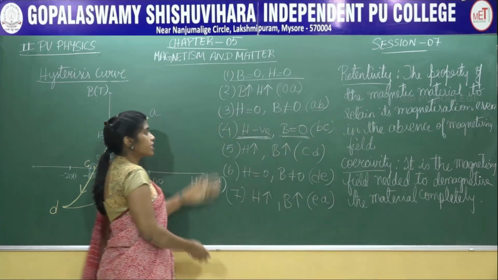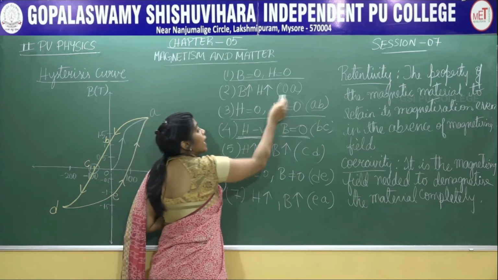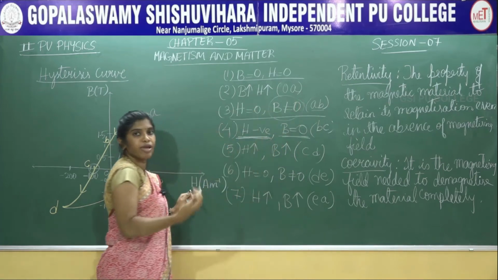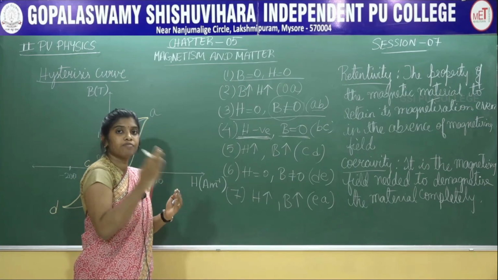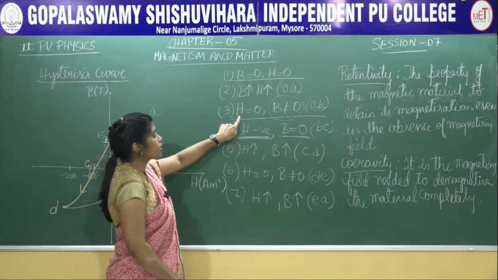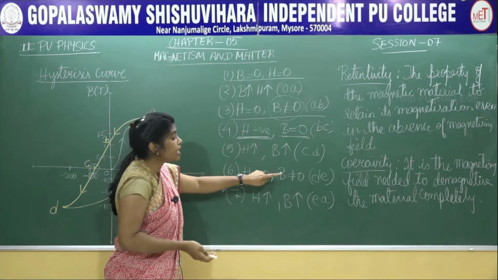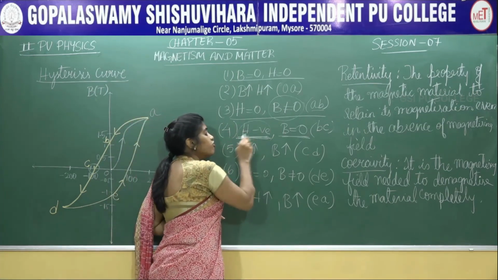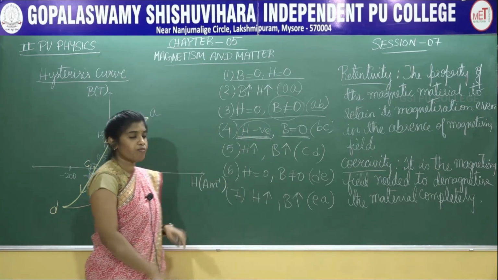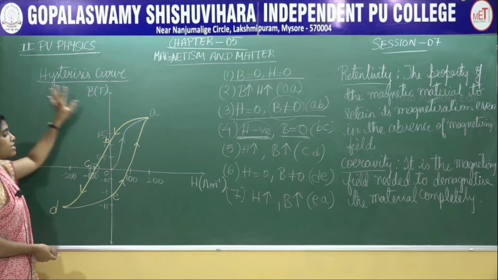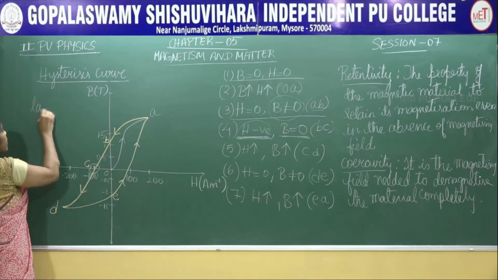Retentivity is nothing but the property in which the magnetic field is still present in the magnetic material even after the magnetizing force has become 0. And coercivity is the value of H for which the material is completely demagnetized. This curve is called the hysteresis curve. Hysteresis means lagging behind.